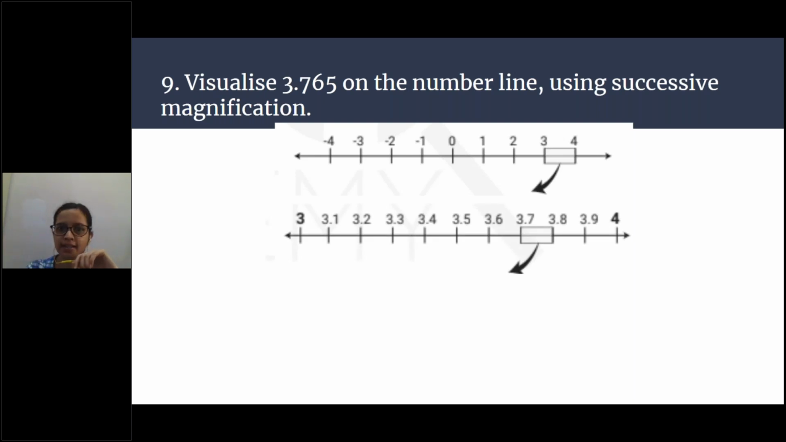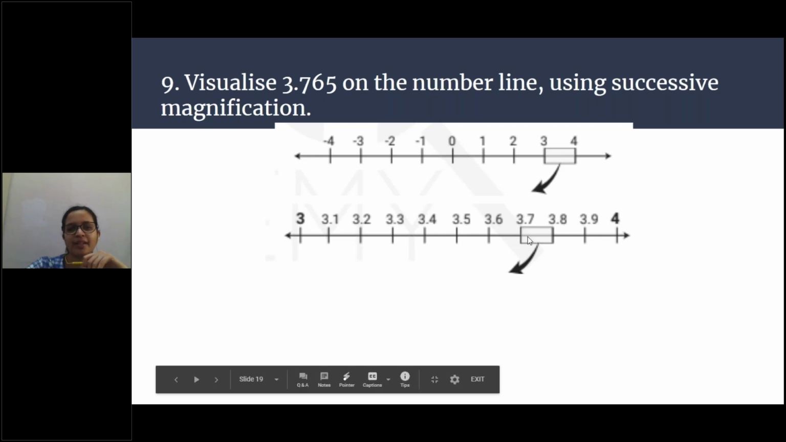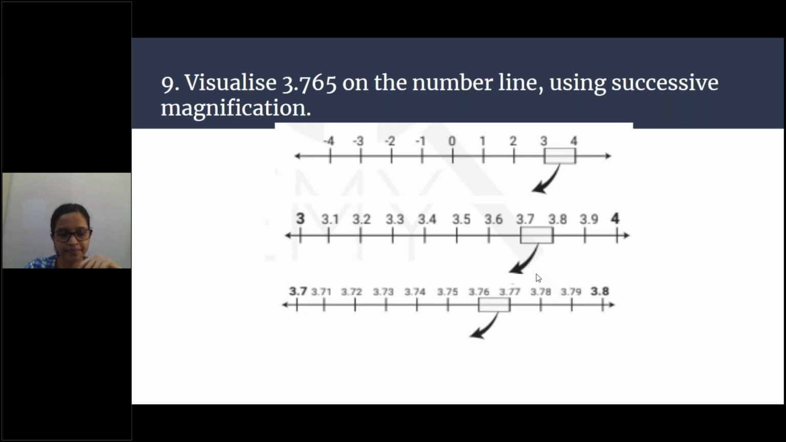So now you move on to the next digit. Now you've located 3.7, right? So now you know that this number 3.76, just go to one more digit. 3.76 will lie between 3.7 and 3.8. So this is how you magnify it. First you magnify it between 3 and 4, so now you've got 10 equal divisions between 3 and 4 as a magnified version. Now you magnify 3.7 and 3.8 and make 10 equal divisions. So what you will get? This line. Now it's easy, right?